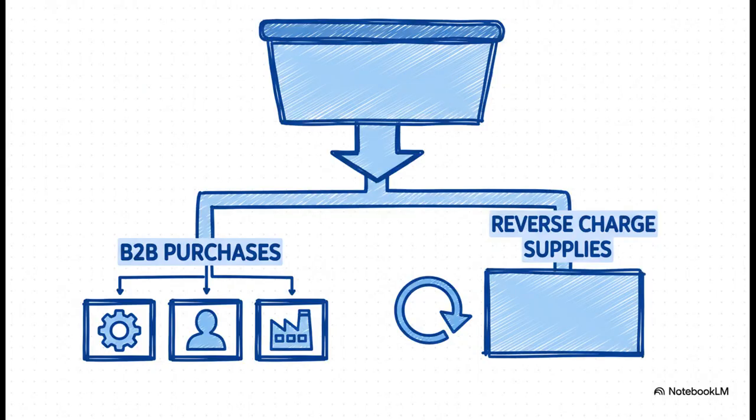So your main job here is to take that big total from 6A and break it down into the right categories. In Table 6B, you have to split out the ITC from your normal B2B purchases into 3 buckets: inputs, input services, and capital goods. Then, over in Tables 6C and 6D, you report the ITC that came from the reverse charge mechanism. Getting the split right is absolutely essential for an accurate return.